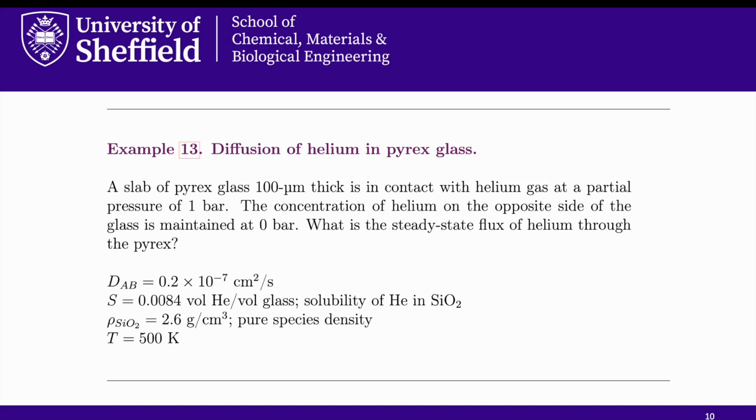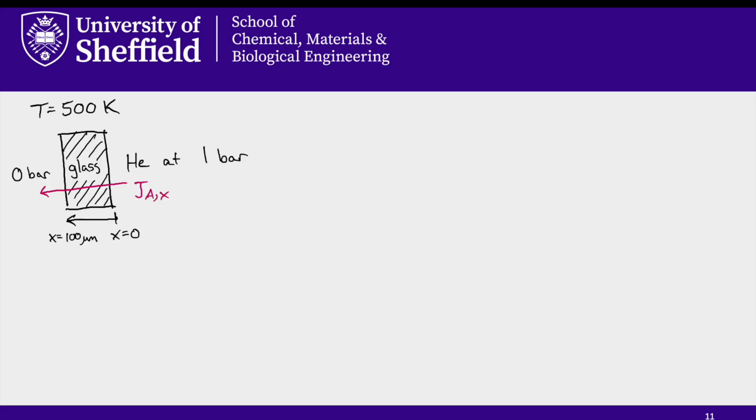On one side of the glass, we're given a partial pressure of helium, and on the other side, there's a vacuum maintained, so basically no helium. And we're told that the situation is at steady state, and we're given some constants. We're given the diffusivity of helium in glass, which is also the diffusivity of glass in helium, but it's kind of strange to think about that. We're given the solubility of helium in glass, the density of glass, and the temperature of the system.